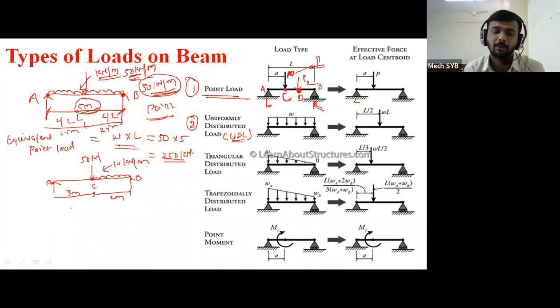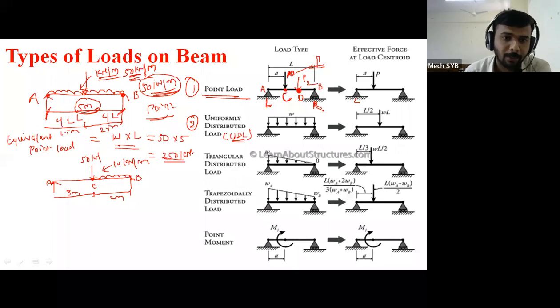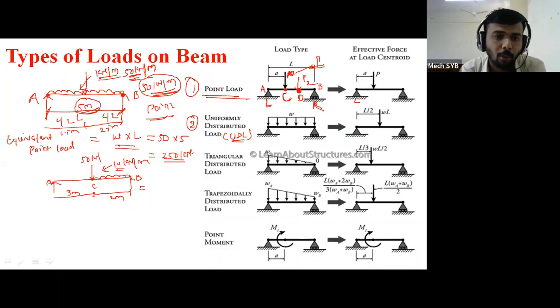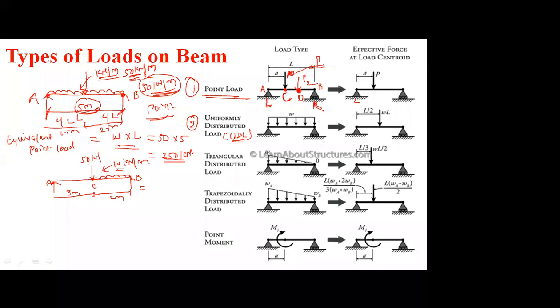10 kilonewton per meter. Now this point load we can take as it is. Now I have to convert this UDL into point load. I have to convert this UDL into the point load. So what will be the magnitude of point load once UDL is converted into point load? 20. 10 into 2, 20.